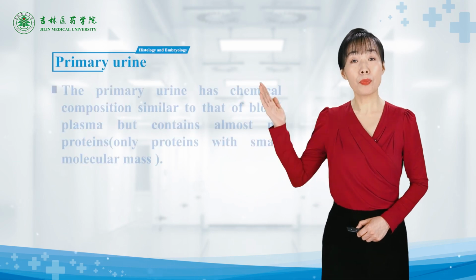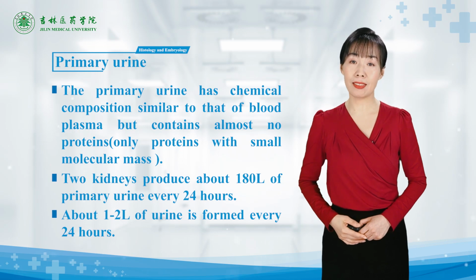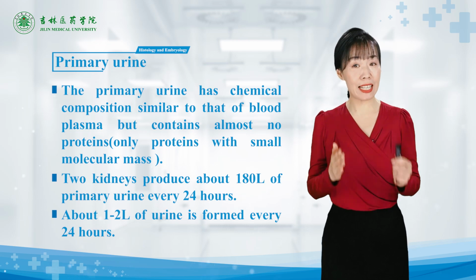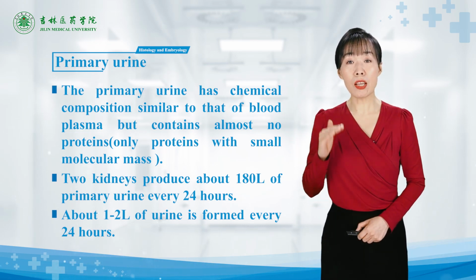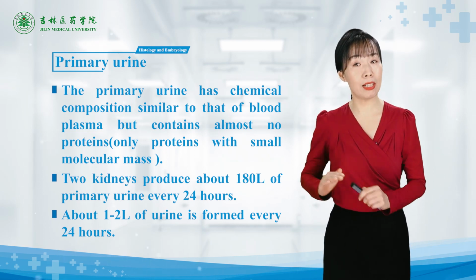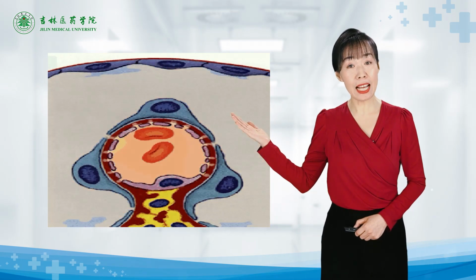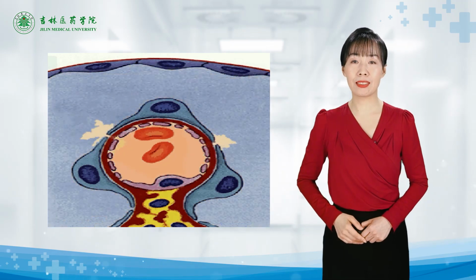Primary urine. The urinary space is the site of primary urine formation. The primary urine has a chemical composition similar to that of blood plasma, but contains almost no proteins, only proteins with small molecular mass. This animation shows the process of the formation of the primary urine.